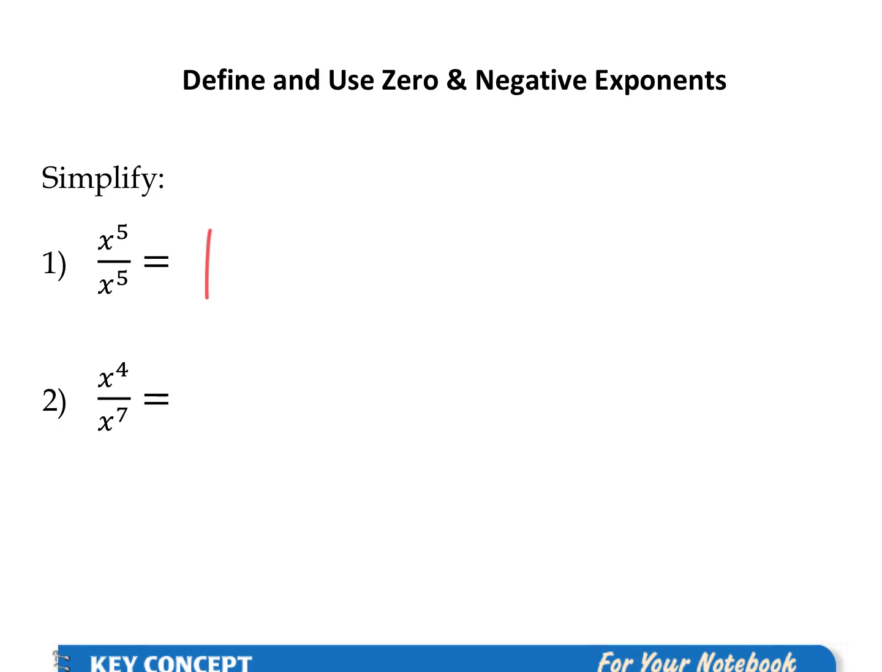If we look at what our property of exponents would tell us here, we would take x to the 5 minus 5. Dividing like bases in that quotient, we can subtract the exponents. So that'd be x to the 0. So this tells us that x to the 0 is in fact equal to 1.